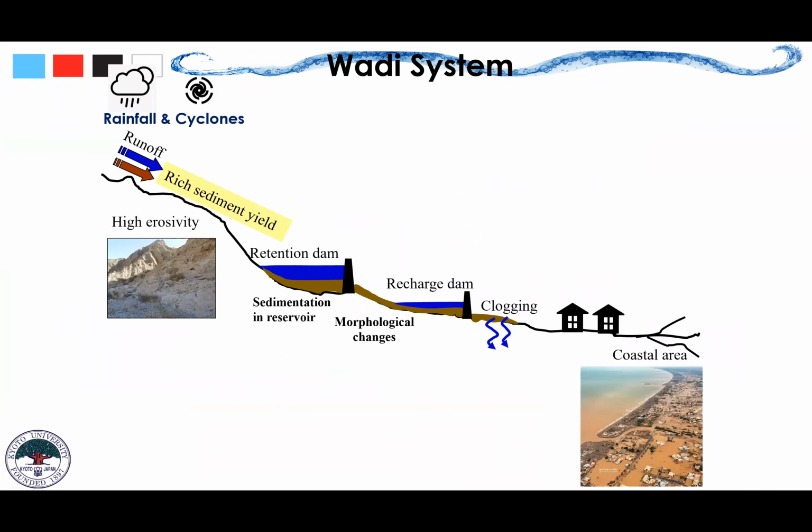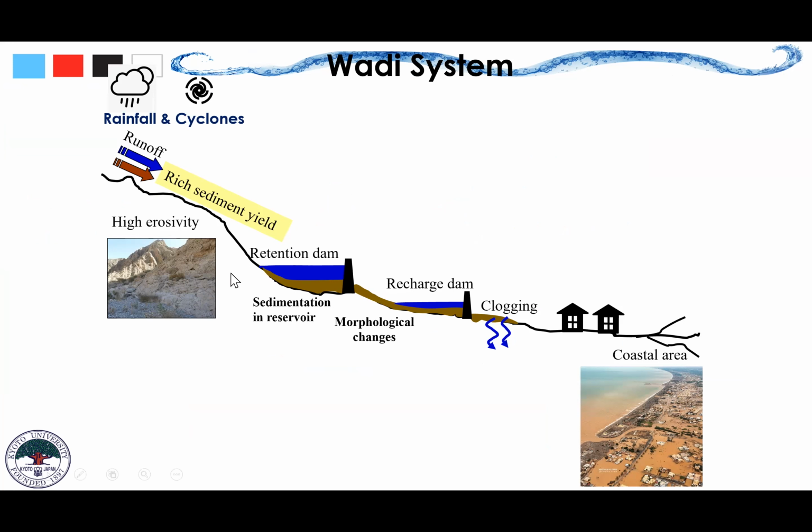As I said, if you go to the Wadi system, if someone is not familiar with the terminology, Wadi means a dry river. It is completely a river, but without water, and only functions during heavy rainfall, when it will be filled with water within 6 hours, okay?